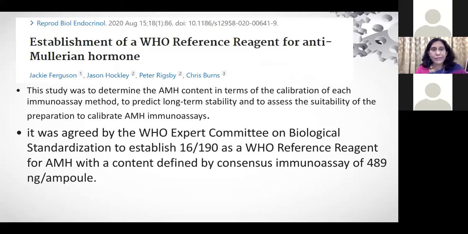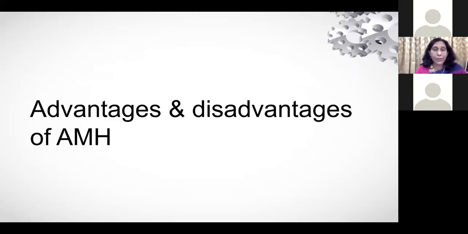So in August 2020, Ferguson presented this paper which speaks about establishment of a WHO reference range for AMH. And it was agreed by the WHO Expert Committee on Biological Standardization to establish 16/190 as a WHO reference reagent for AMH with a content defined by consensus immunoassay of 489 nanogram per ampoule. So there's a lot of work going on for the standardization of AMH.